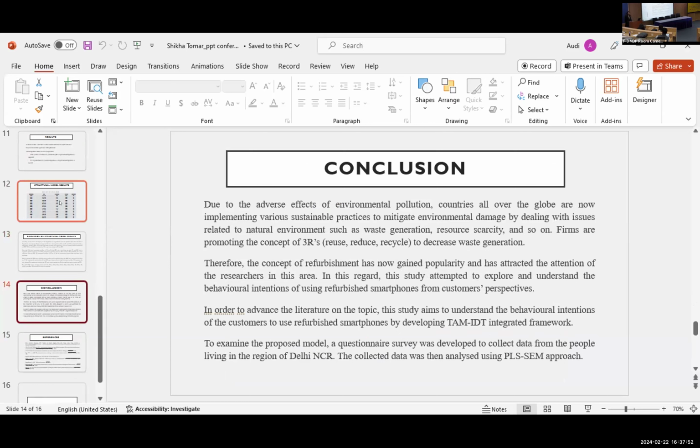So we can conclude by saying that the process of refurbishment plays a vital role in reducing the environmental impact of electronic devices, especially smartphones, by promoting reuse, resource conservation, and energy efficiency. It represents a proactive approach for addressing environmental challenges and building a sustainable future. In this regard, this study attempted to explore and understand the behavioral intentions for using refurbished smartphones from customers' perspectives. Thank you.